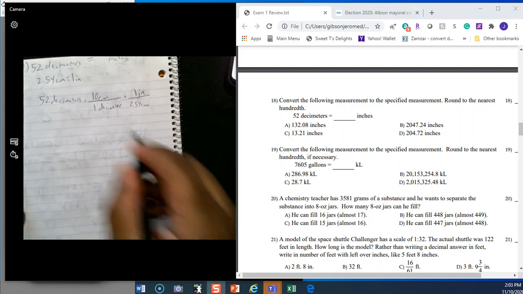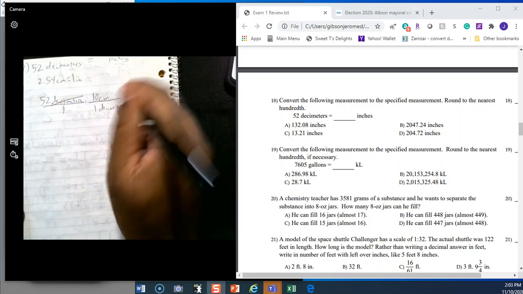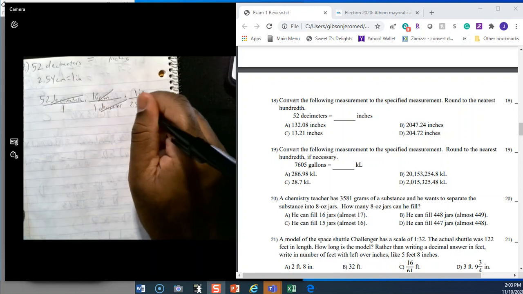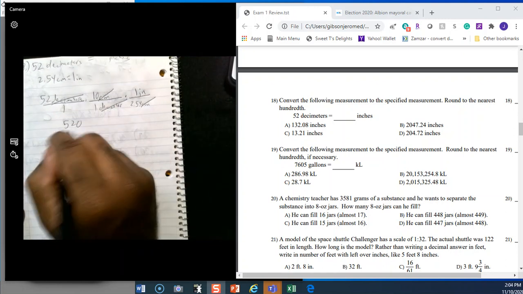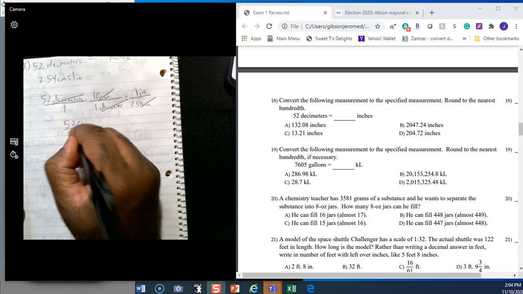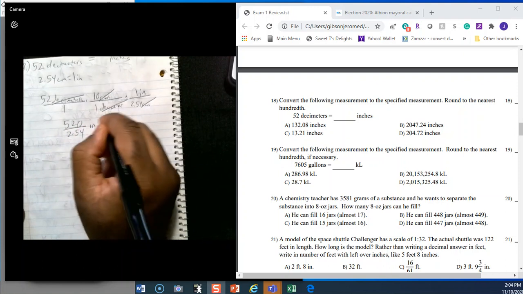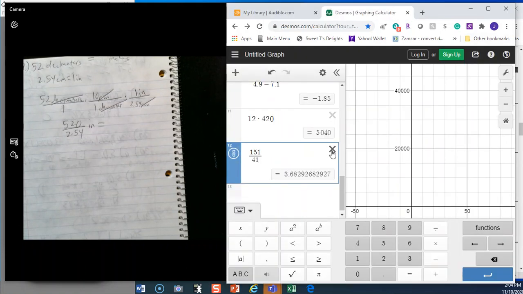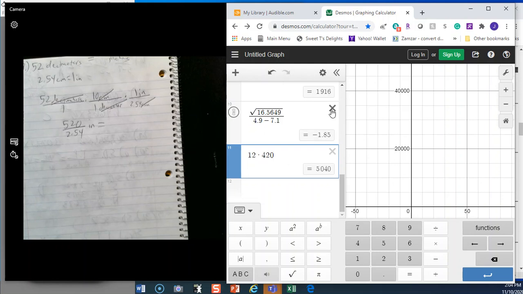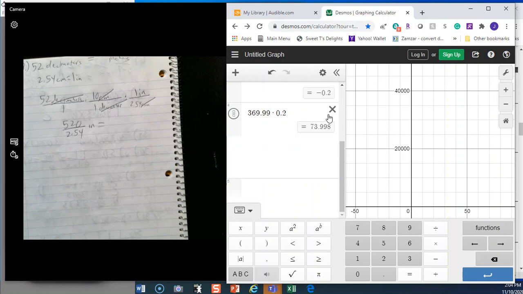So now we could put this over 1. The decimeters will simplify out. The centimeters will simplify out. So this will give us 520 over 2.54, and this will be inches. So now we need to take our Desmos calculator. Let me pull that back up. And then let me just erase out a couple of these here real quick because we did a lot of work earlier, a lot of work.